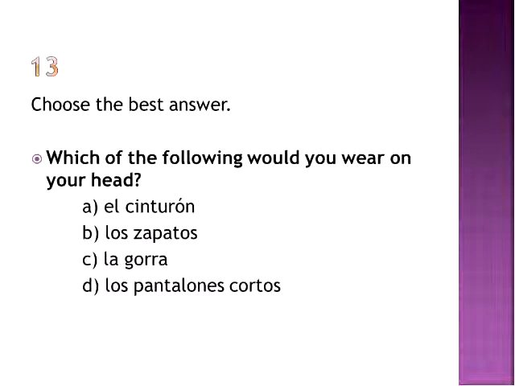Which of the following would you wear on your head? El cinturón, the belt. Los zapatos, the shoes. La gorra, the cap or hat. Los pantalones cortos, the shorts.